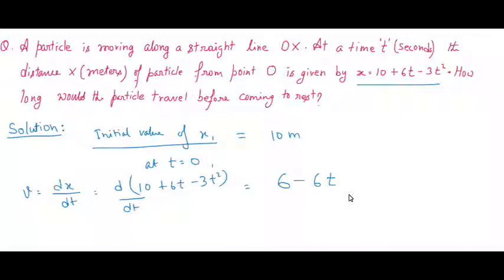अब हम लिख सकते हैं when v is equal to 0. अब v का वैल्यू यहाँ पे 0 बैठा दीजिए तो 0 is equal to 6 minus 6t. 6t उधर जाएगा तो t का वैल्यू कितना हो जाएगा? t is equal to 1 हो जाएगा, 1 सेकेंड. ठीक है, अब फाइनल वैल्यू ऑफ x निकालते हैं.